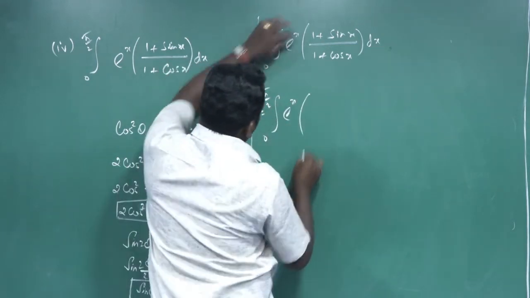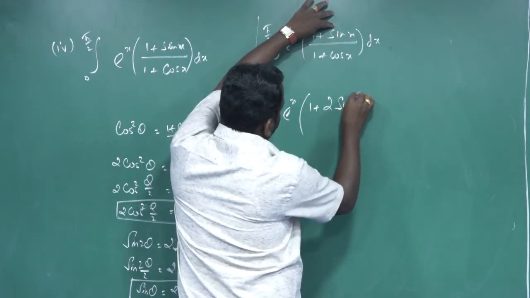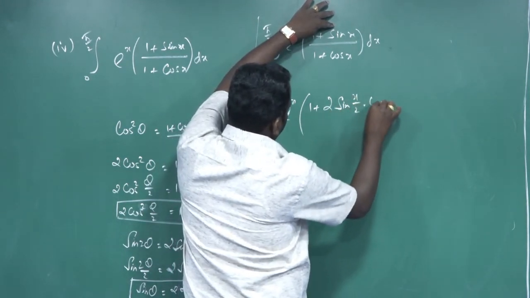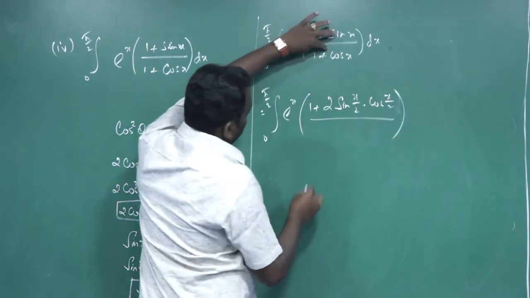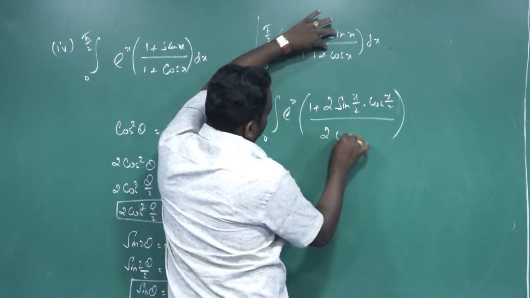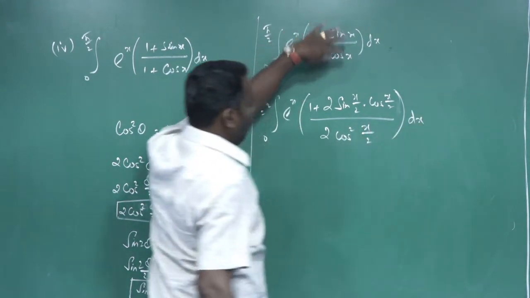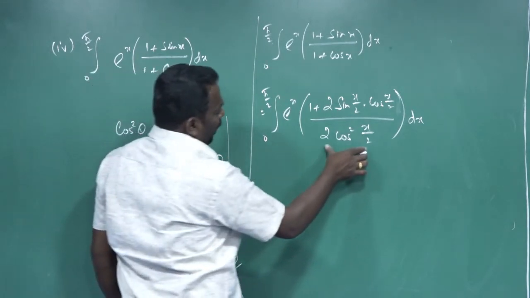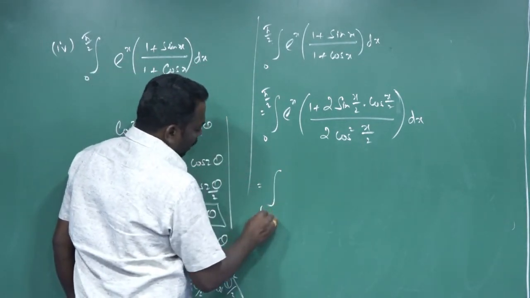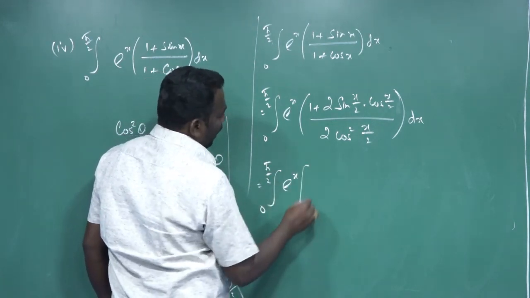Within the bracket, 1 + sin x we can write as 2 sin(x/2) cos(x/2), and 1 + cos x equals 2 cos²(x/2), applying these trigonometric formulas. Now separating the denominator, the integral from 0 to π/2 of e^x as it is within the bracket.